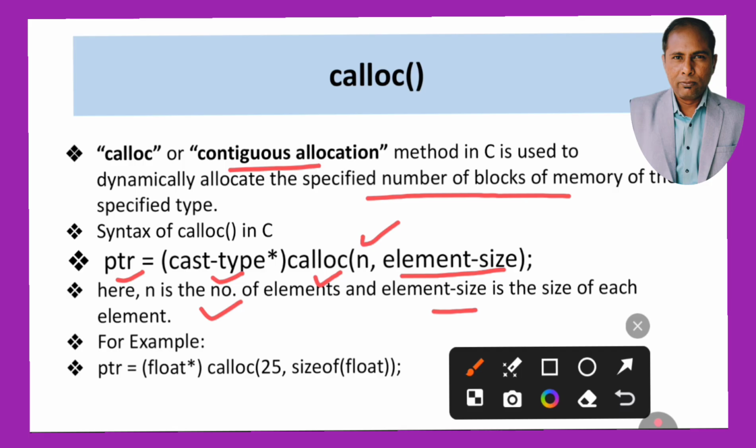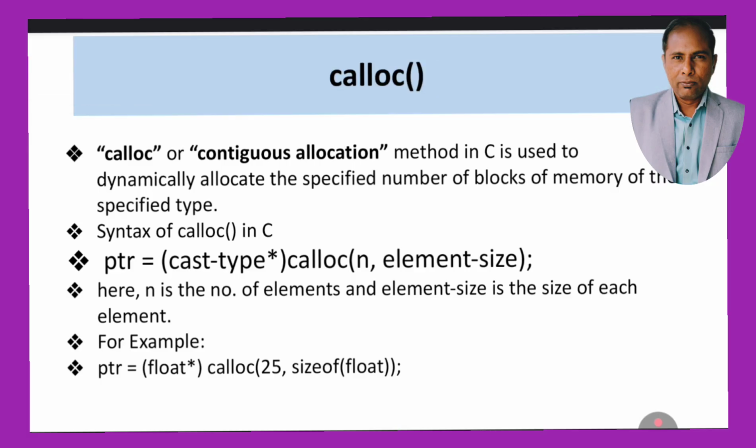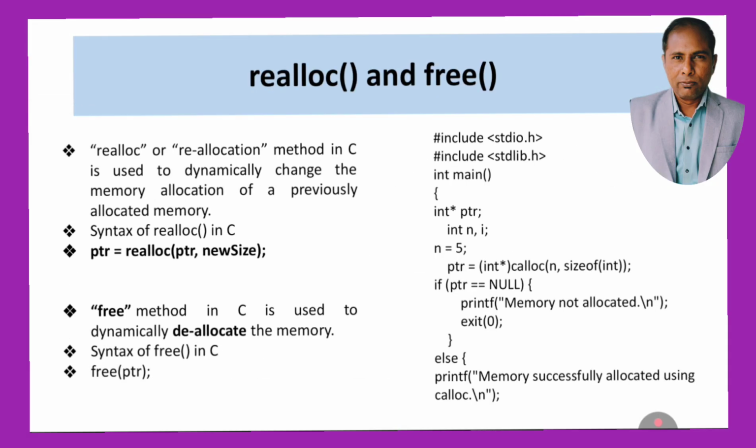That is, we can take one example. We want to allocate 25 floats. Then we are writing a pointer ptr float star, calloc, the number of floats and size of one float. So in case of the malloc, we were having the multiplication here. Now here we are writing the number of blocks, comma, size of one data. So this is all about the calloc function. So with the help of malloc and calloc, we can allocate the memory in C.